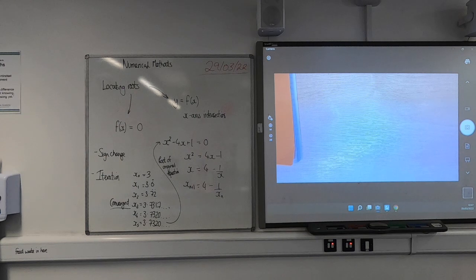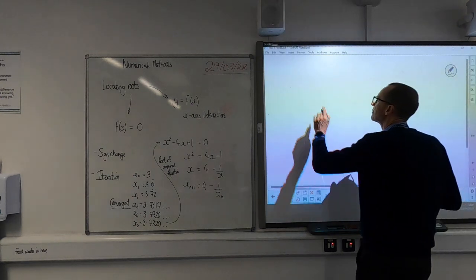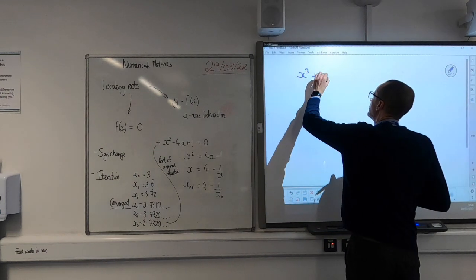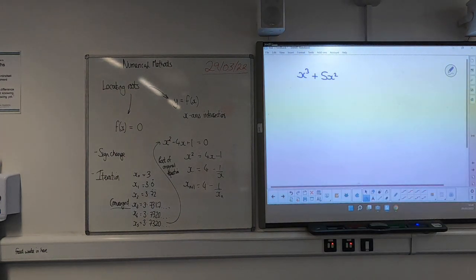So in this case, that rearrangement, working out there was a root between 3 and 4, and we were told that in the question, either of those was going to do, but it's not always going to be the case. So can I give you another equation and ask you to try and rearrange it yourself in the form that we're after? So it's x cubed plus 5x squared minus 2 equals 0.